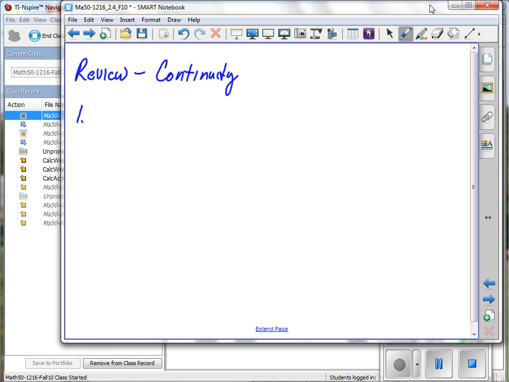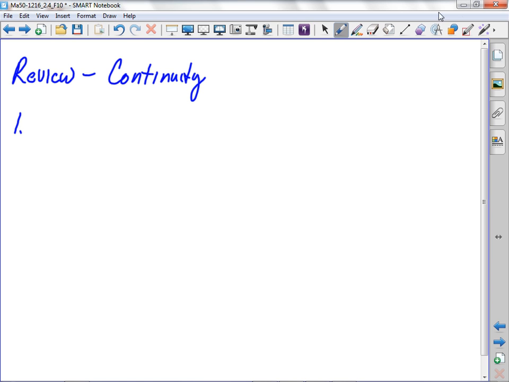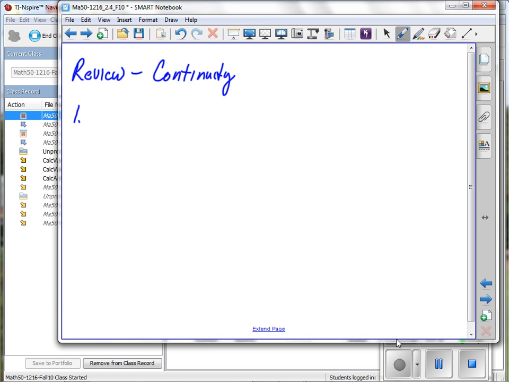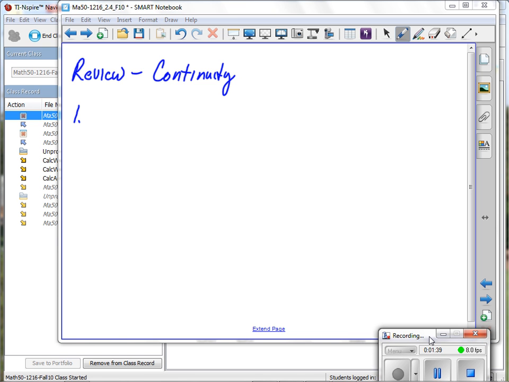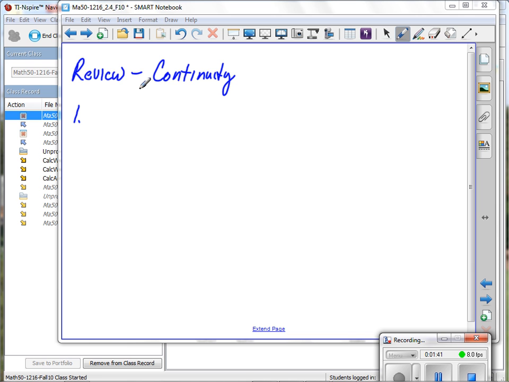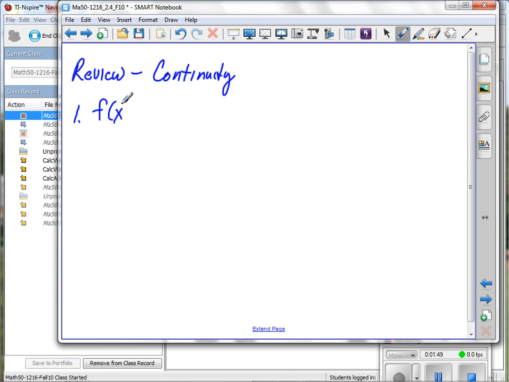Whoops. Hang on a second. I want to make sure we see the time here. Okay. 3 criteria. What's the first one? Evelyn, give me one. So f of x is defined where? At where? Yeah. At a point, an input value, x equals c.